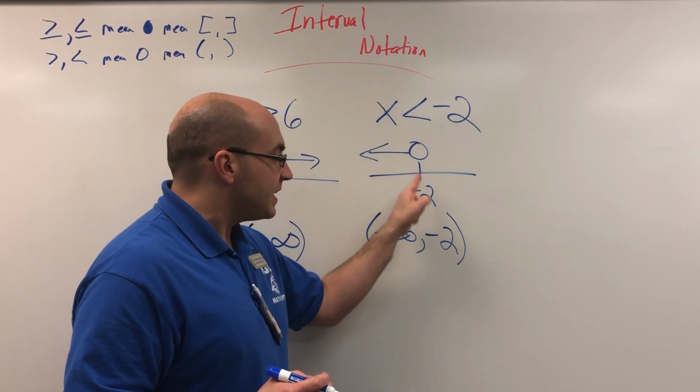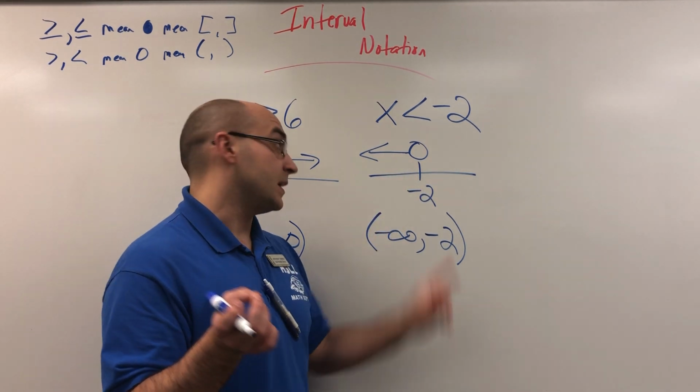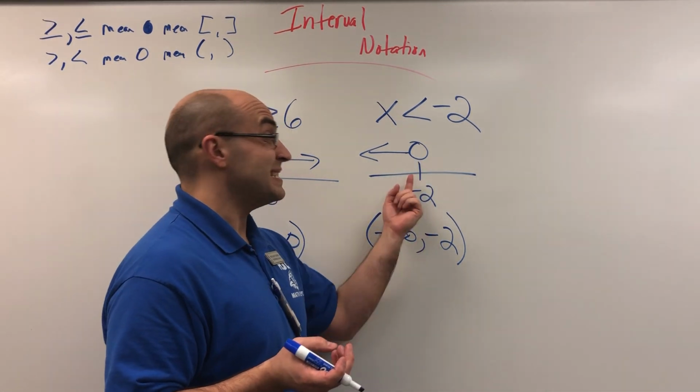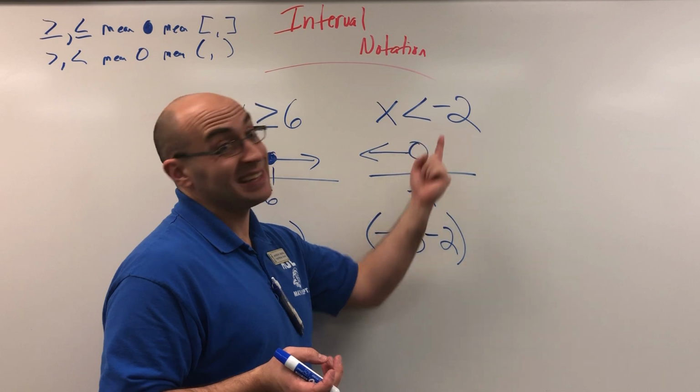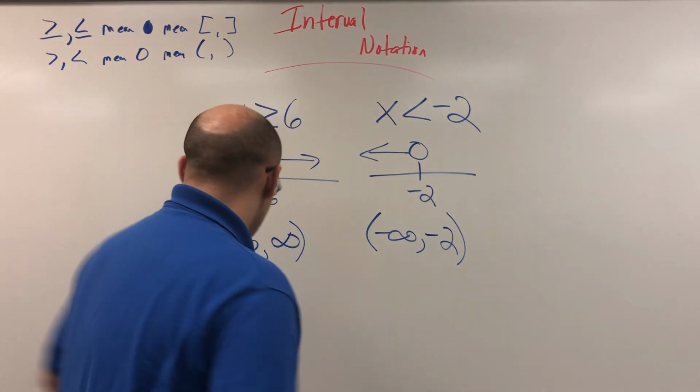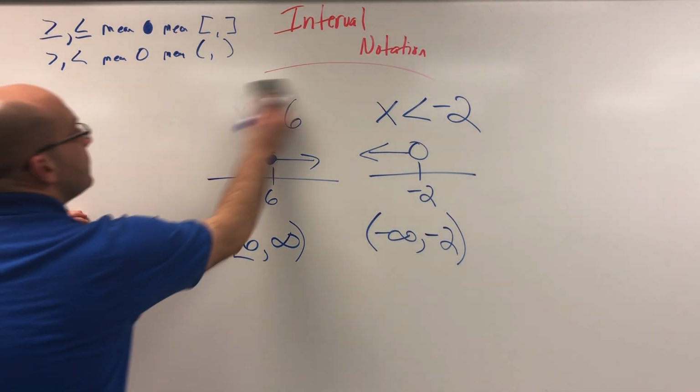This line is going to get infinitely close to -2, but it's never actually going to touch it, because the open circle says it can't. Because -2 is not a solution to this. Because -2 is not less than -2. That's silly. Okay, let's do 2 more practice problems, and we'll call it a day.